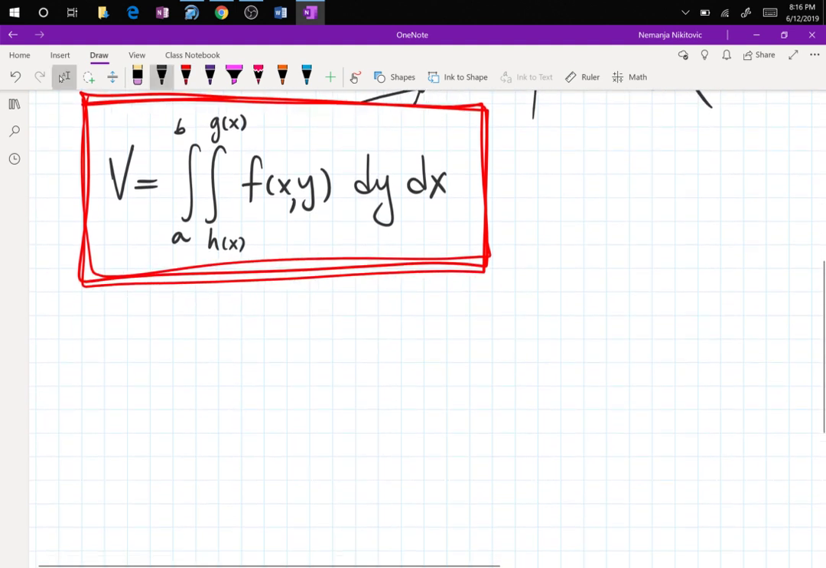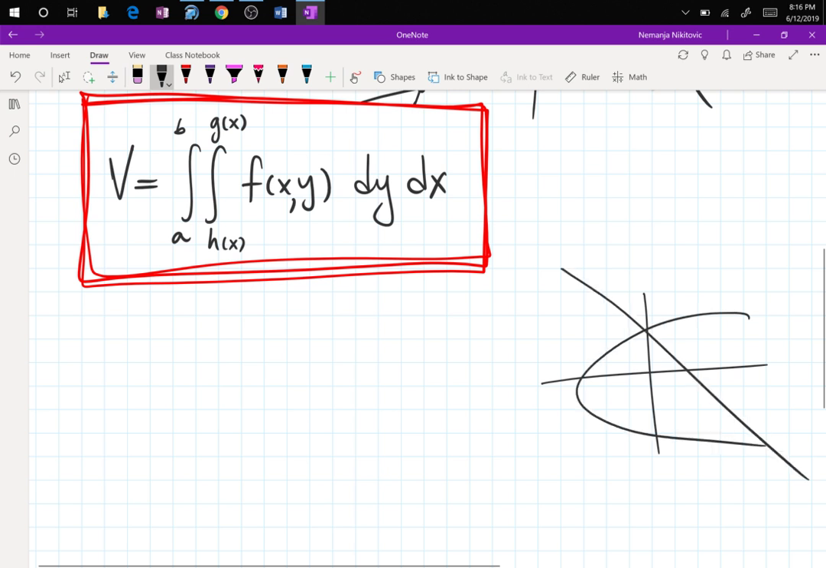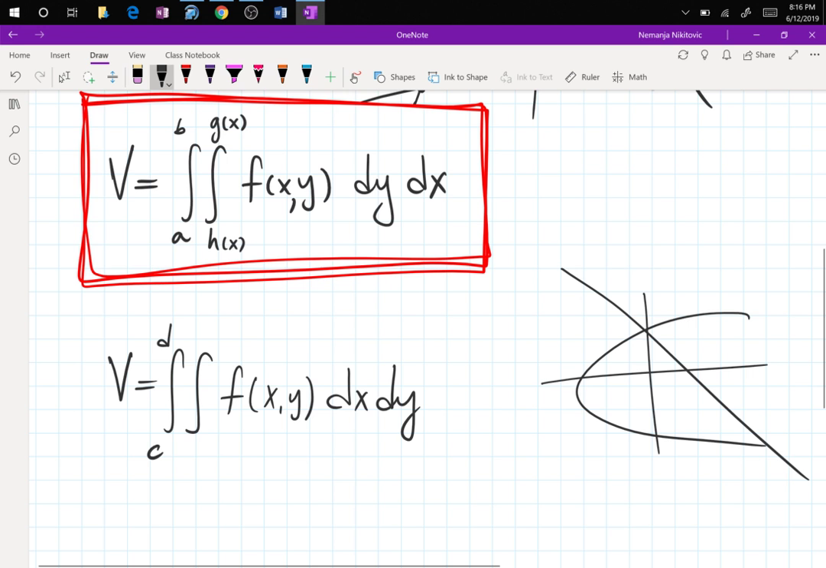Now, some regions are not composed of functions. They are composed of sideways functions. So you actually have to work sideways, like that. And for this, the volume is a double integral. Now you have f of xy here as well, and now you have dx dy. So the outer limits are c and d, and these functions here are capital H of y and capital G of y, because you have to flip them out.